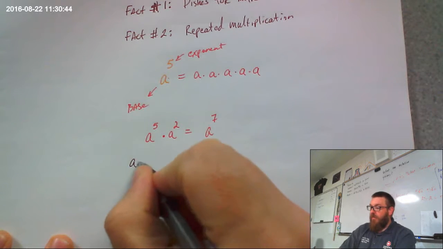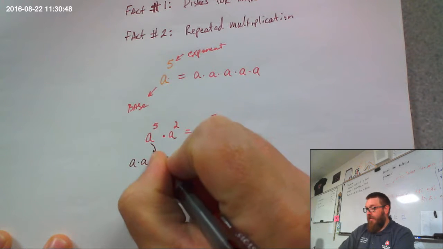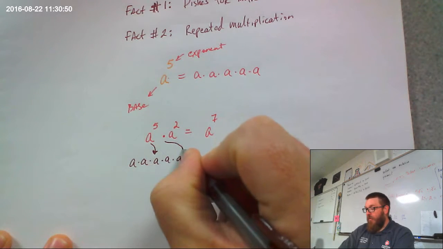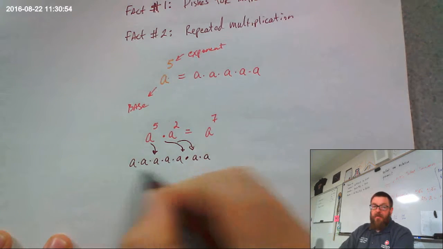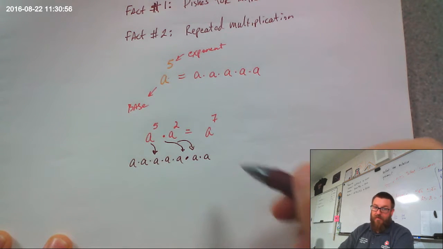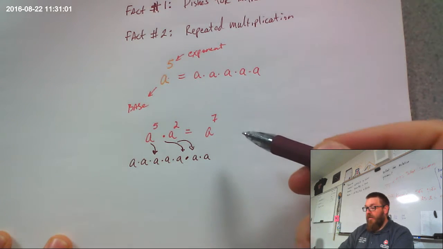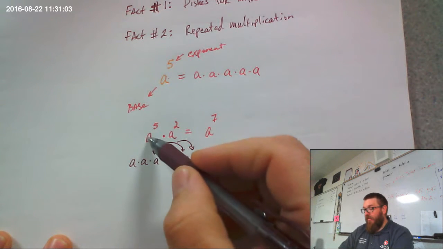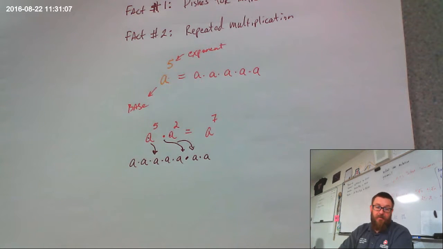So a to the 5th, of course, would be 5 a's. 1, 2, 3, 4, 5. That would be a to the 5th. And then multiplied by a squared would be 2 more. If you count them up, 1, 2, 3, 4, 5, 6, 7, right there, that's a to the 7th. So a to the 7th, the reason why this is true is because it's 5 of them here, 2 of them there, and they're all multiplying. Exponents are repeated multiplication. So there you have it.